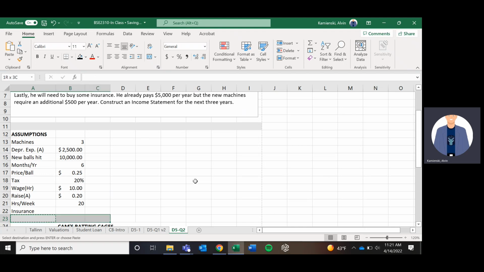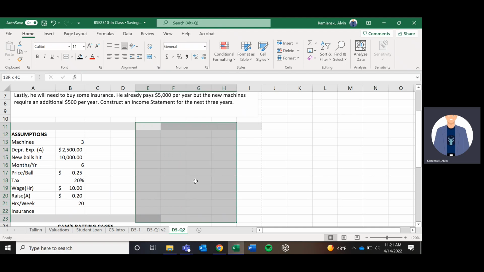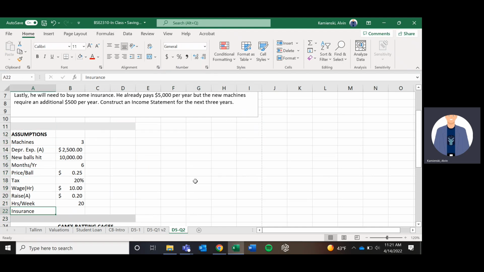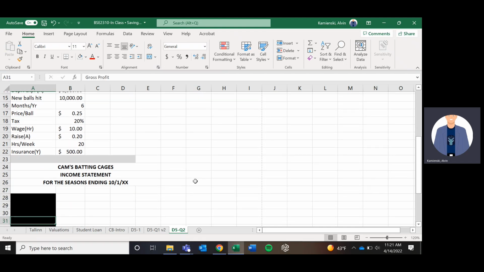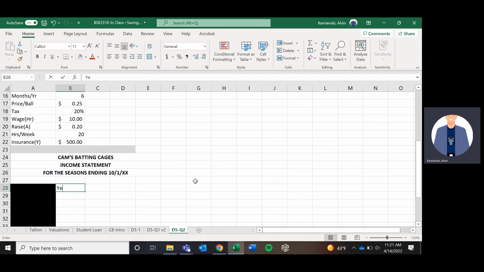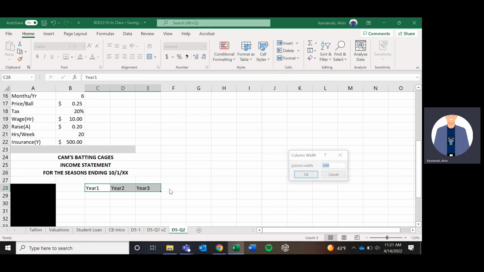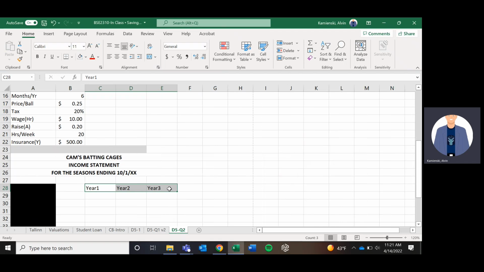Sadly, though, because he is going to be having more and more of these balls flying around, he is going to need to get some more insurance to cover his liability. And that's an additional amount of $500. And it doesn't hurt us at all to put the year thing in here again. So the question that we have to produce is for years 1, 2, and 3, all with 10,000 balls. Let's make these all 10, see if that's enough.